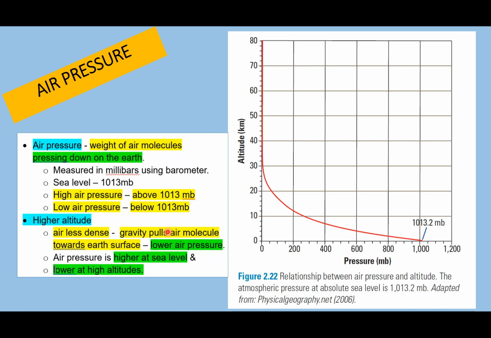Let's look at this graph. When your altitude is at 40 kilometer, your air pressure is 0 millibar. When your altitude drops to 20 kilometer, your pressure is close to 100 millibar. When your altitude drops to 10 kilometer, your air pressure increases to nearly 300 millibar.